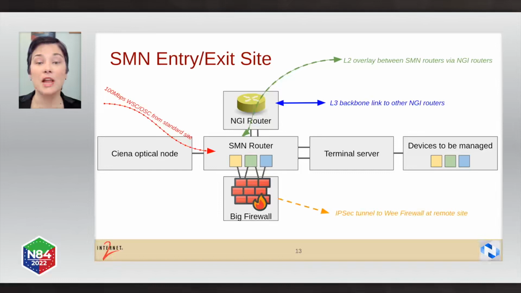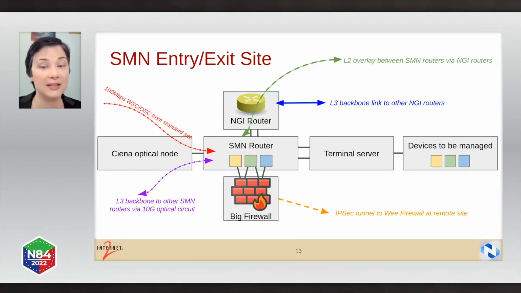The big firewall has IPsec tunnels to the Wii firewalls at some of the other sites. And finally, as displayed in purple, at most of our secure management network sites, we have some 10 gig optical circuits for good measure. Again, this is an entry-exit site. We have 3 active entry-exit sites up with 2 more planned. They were chosen for their geographic diversity and physical proximity to our partners at Indiana Gigapop and Lumen.